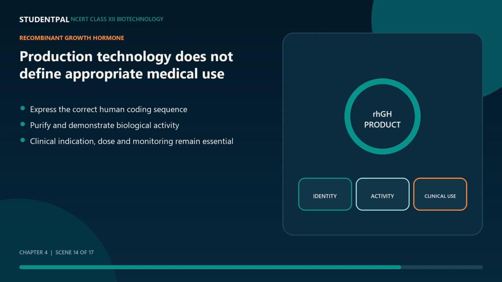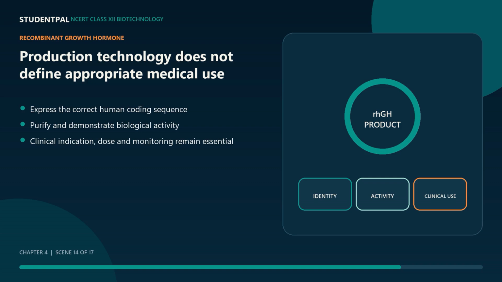Recombinant human growth hormone is produced by expressing the appropriate human coding sequence in a controlled host system and purifying the resulting protein. Molecular identity, purity, folding, and biological activity must be demonstrated, and manufacturing must control contaminants and variability. These achievements explain how the product can be made. They do not decide who should receive it. Appropriate use depends on a medically established indication, individual assessment, dose, and ongoing monitoring for benefit and adverse effects. Unsupervised use for performance or appearance is not justified by recombinant origin and can cause harm.